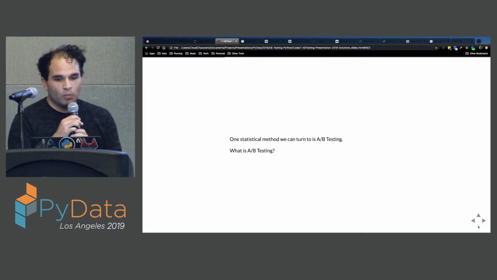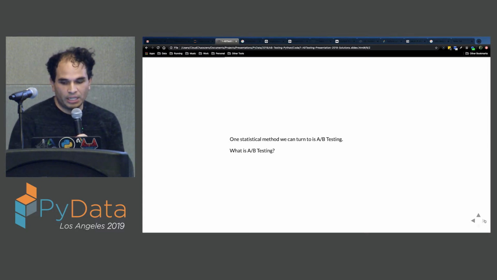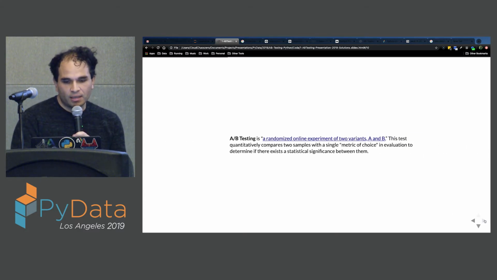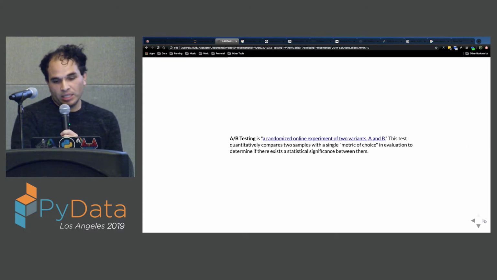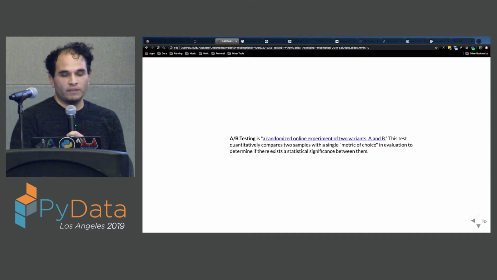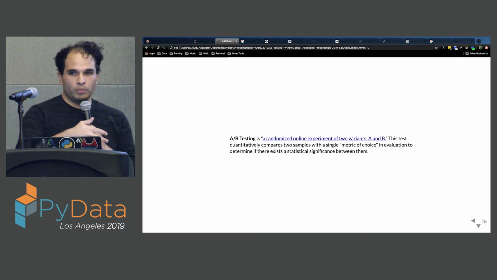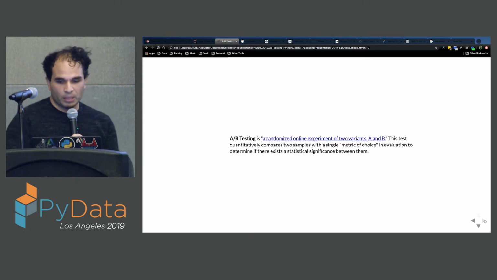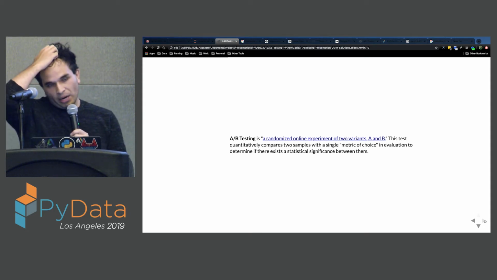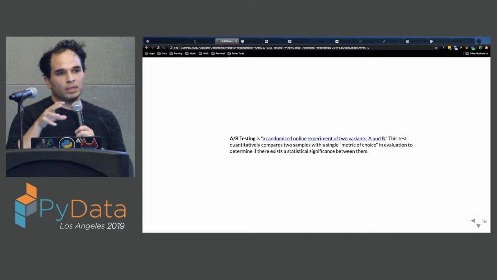Statistically, one method we can turn to for determining this is A/B testing, an online experimentation. But what is A/B testing? A/B testing is a randomized online experiment between two variants, A and B. It could also be between different variants, though there are different assumptions and calculations associated with that. Today we'll be going through just the comparison of one group against another group. And this comparison is done through a single metric of choice, with assumptions as well.